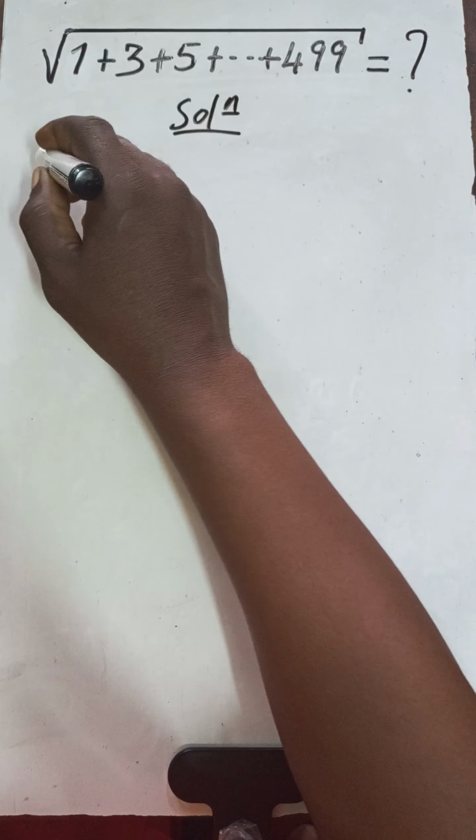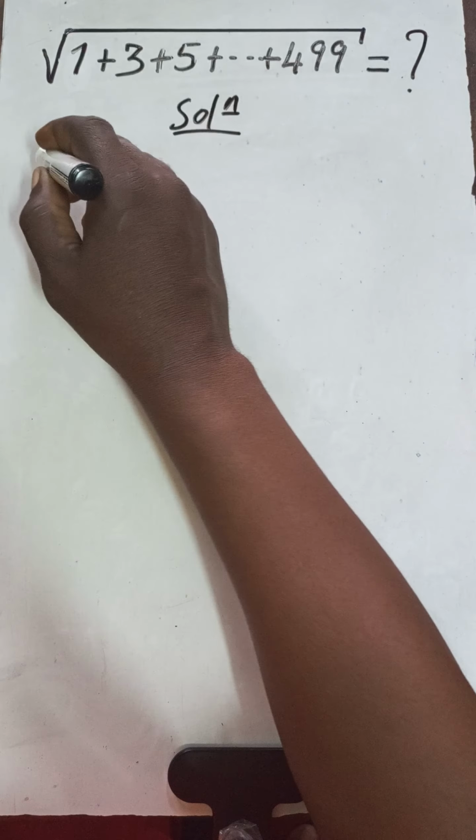Now, what sort of series is this? If we check very well, we see that from 1 to 3, 3 to 5, and so on, there is a common difference of 2. So it is a finite arithmetic progression series with first term 1 and common difference 2. So let us collect our information. Our first term is 1. Our common difference is 2. It is an AP, arithmetic progression.